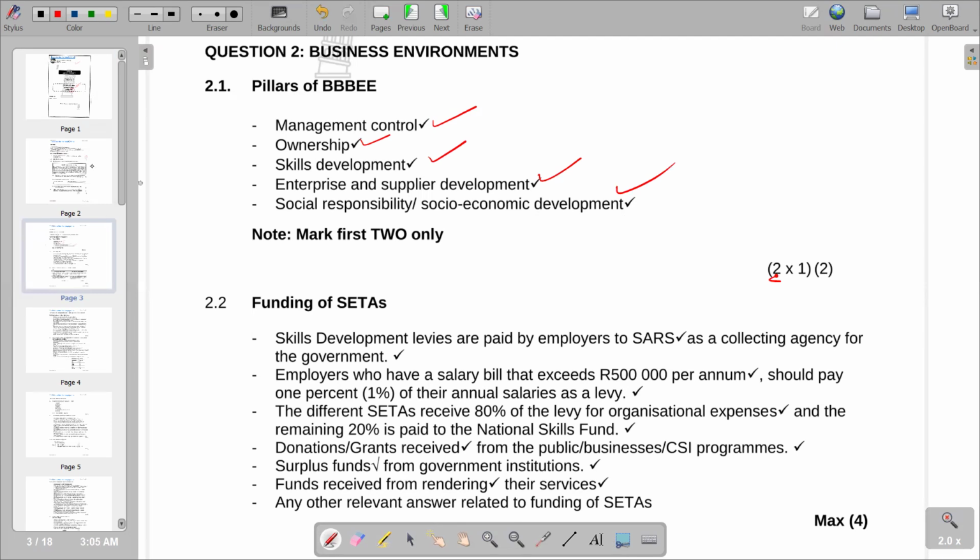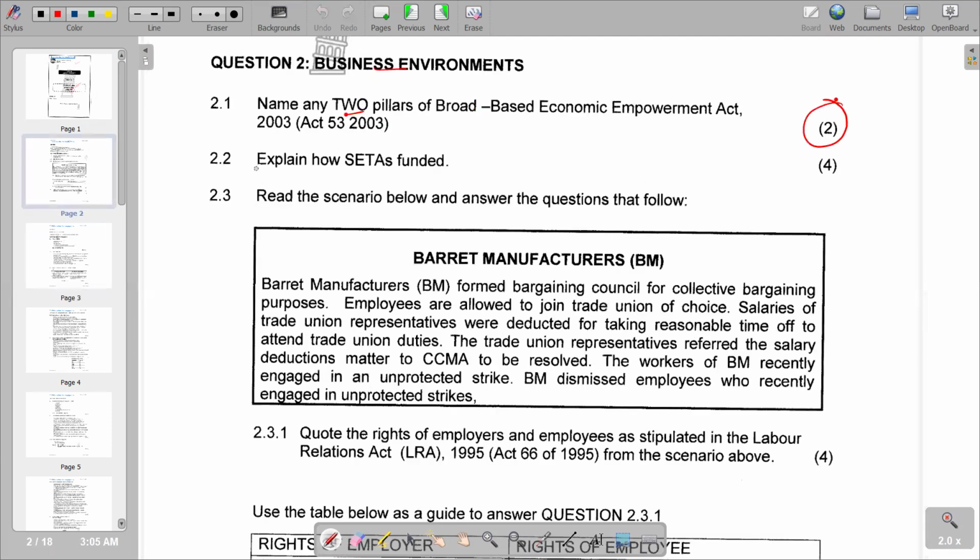So we go to the next question. The next question will explain how SETAs are funded. You would see that it is funded from different sources. We can also include donations. The SETAs themselves, as they render services, receive some payments, so that can also be a source that can be stated. So we also have the sources stated in our answer section.